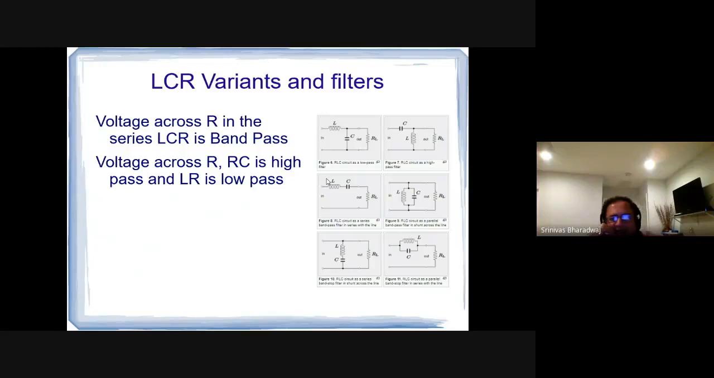When they say band pass, low pass, there will be a range over which there is maximum voltage across the resistor. I keep increasing the frequency of the voltage, there will be a range of frequencies. When I say frequency, now I'm talking about omega, the angular frequency. Omega is related to the frequency of the sine wave. So there will be a range over which there will be maximum voltage absorbed across the resistor.